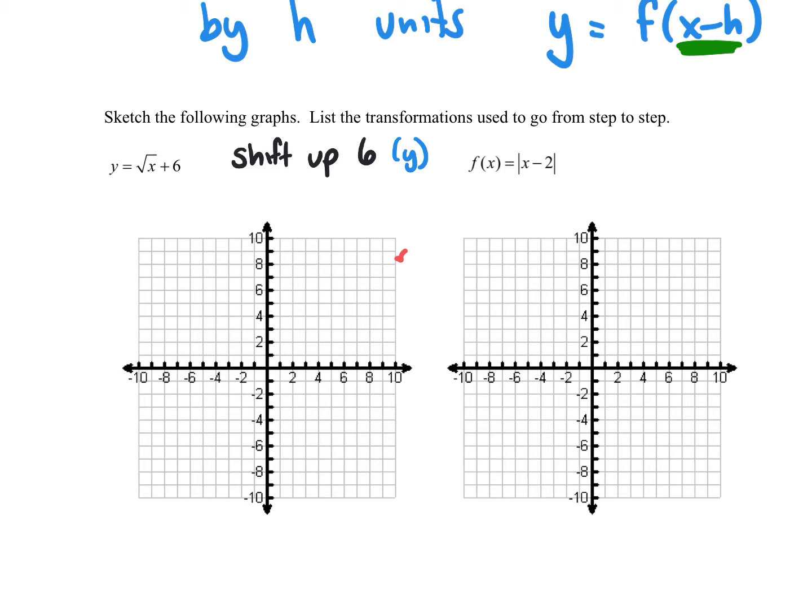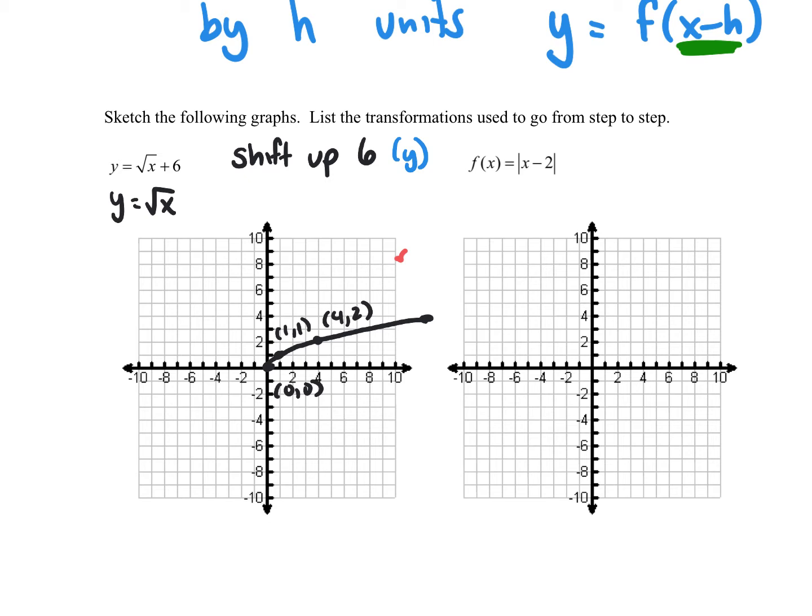So if you consider our base function, if I go back to our first section when we did the square root of x, I know it looks something like this. And it has some points on here: 0, 0, 1, 1, 4, 2. And you can verify those because the square root of 0 is 0, the square root of 1 is 1, and the square root of 4 is 2.